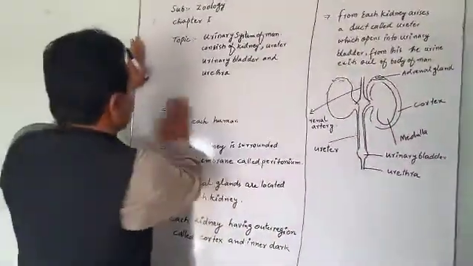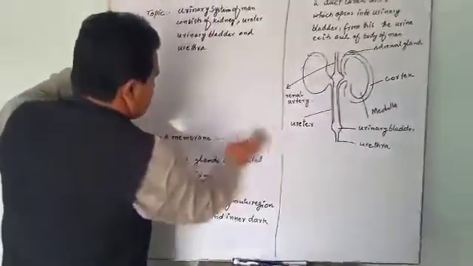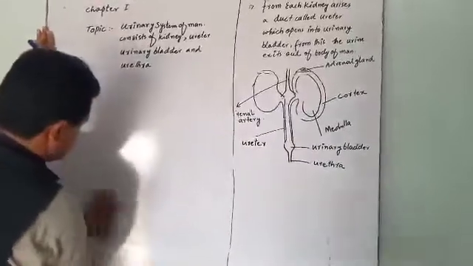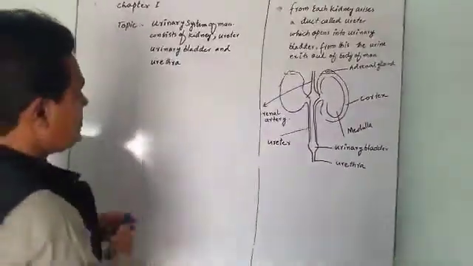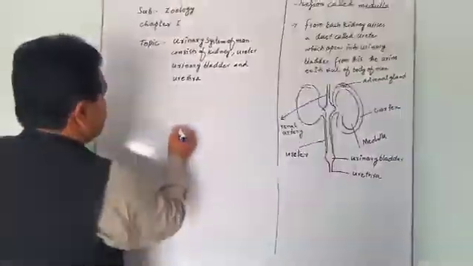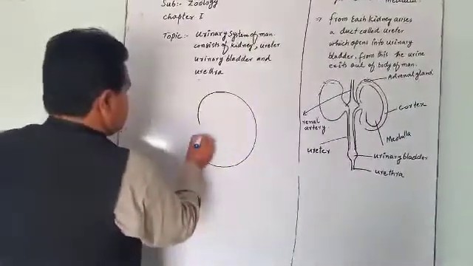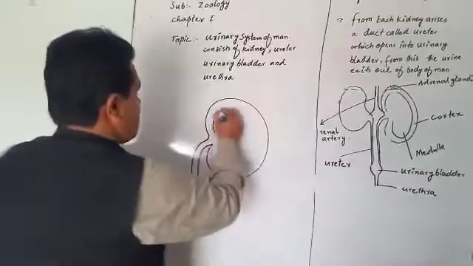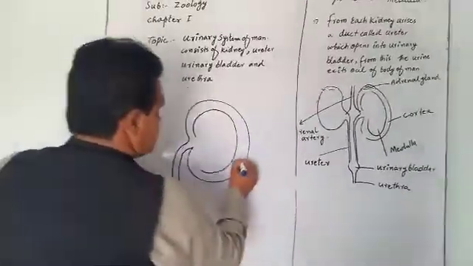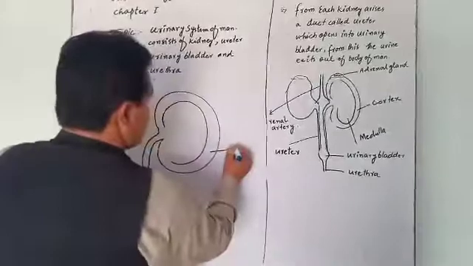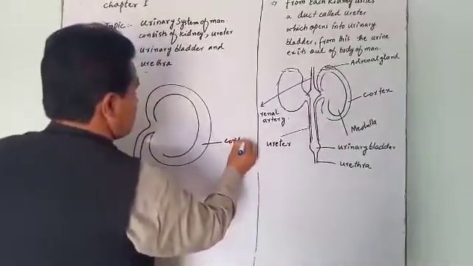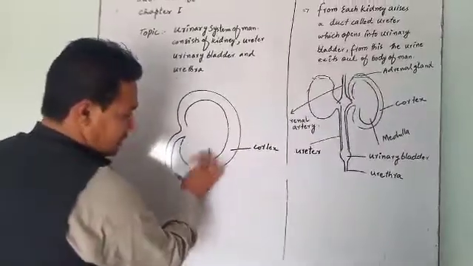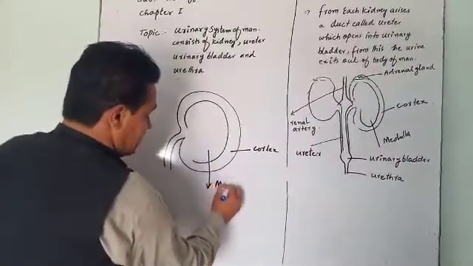Then I have to write down about the structure of a kidney. See here, this is the kidney. This is the outer region that is called cortex, and this is the inner region that is called medulla.